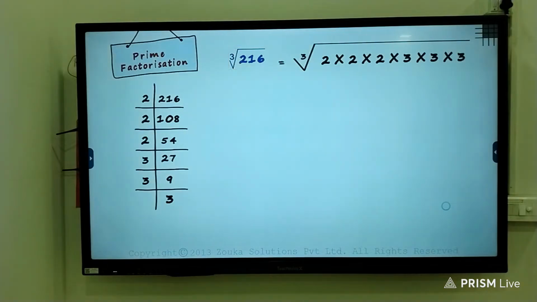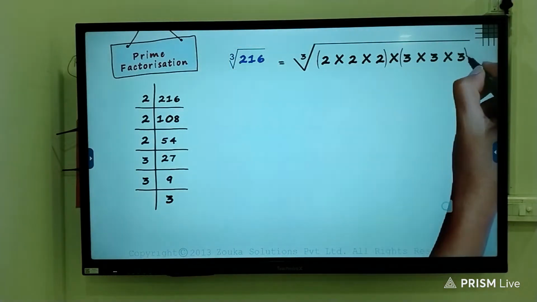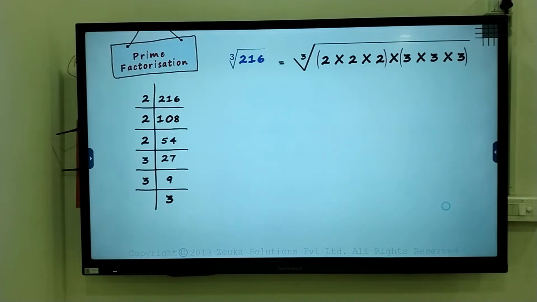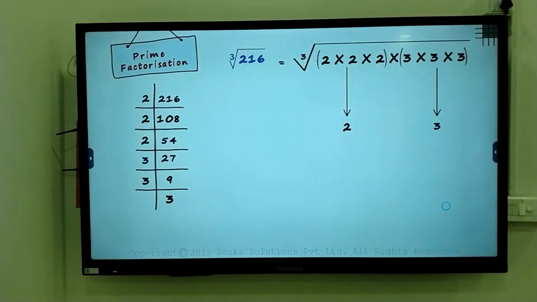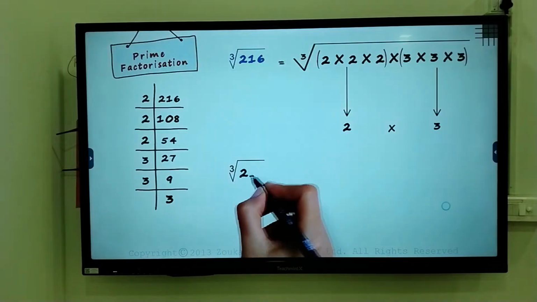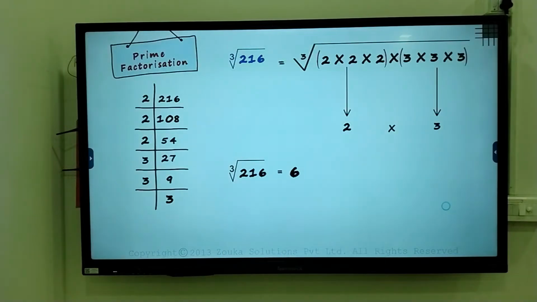We group the 3 2s together and the 3 3s together. And from each group, we pick just one number and multiply them. So from the first group, we pick 2, and from the second group, we pick 3. And after we multiply them, we get 6. Hence, the cube root of 216 equals 6.